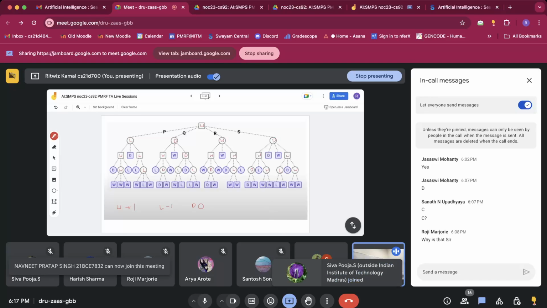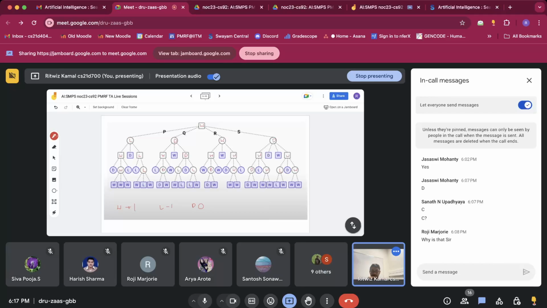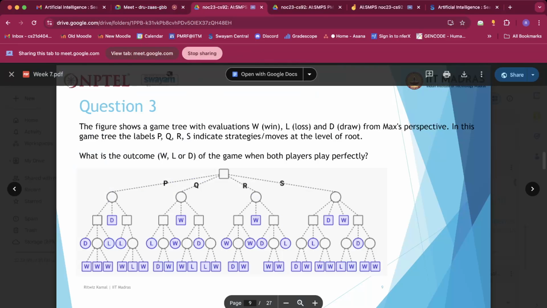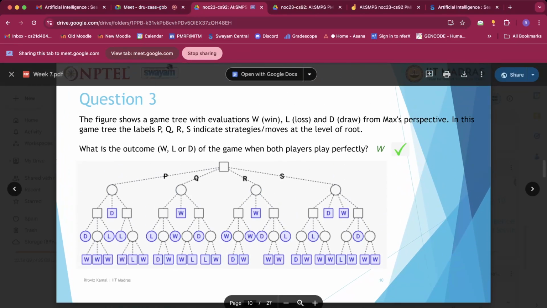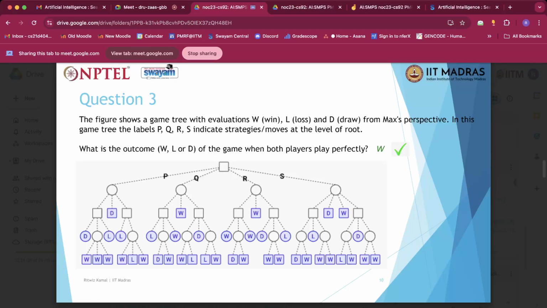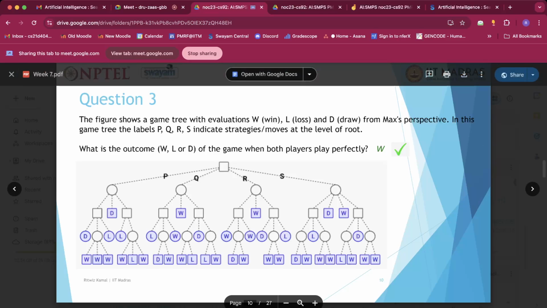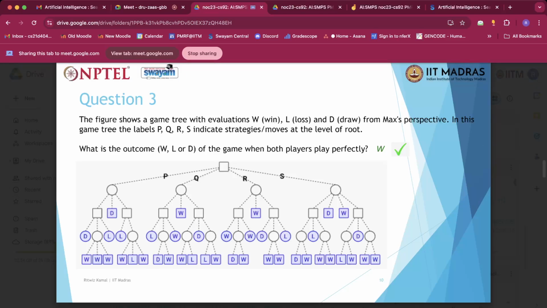So any doubts in how we filled up the game tree? Okay, if not, then great. Let's verify our solution. The third question asked us what will be the outcome of the game when both players play perfectly, and that will be a win, which we just saw, which is the value that the root node attained after we filled out the whole game tree.